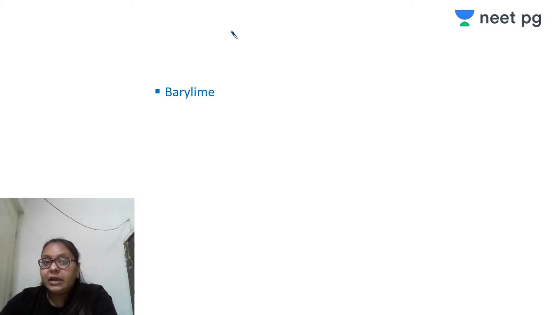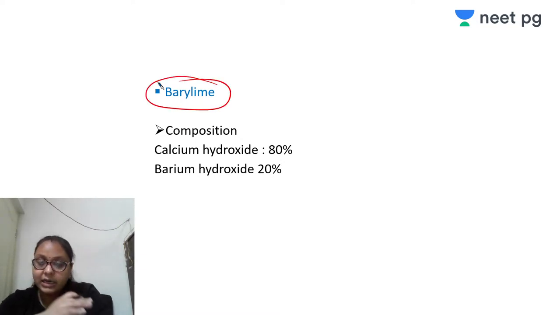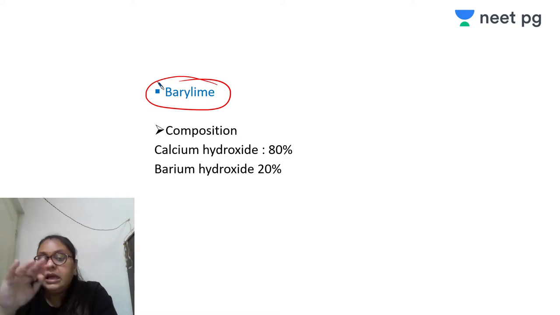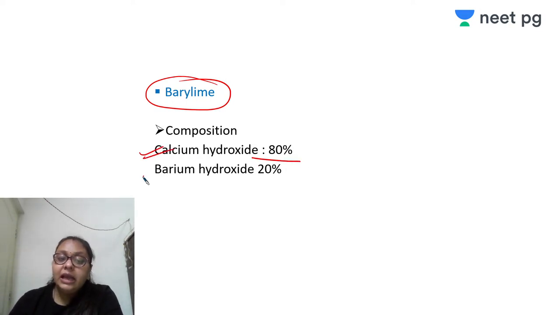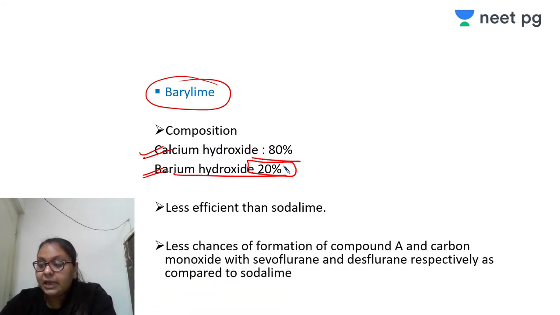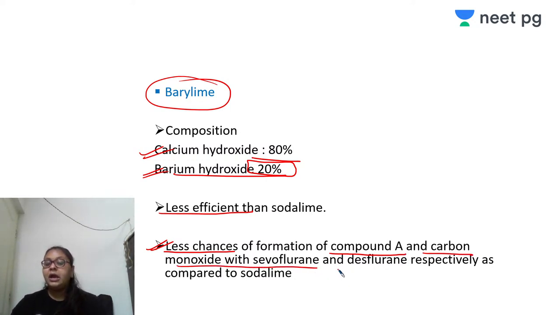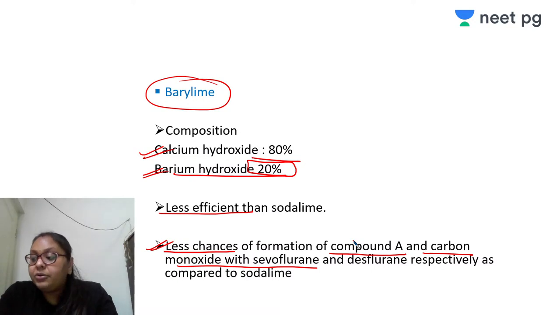Now, because soda lime reacts with these two agents, there is another carbon dioxide absorbent which is baralyme. It contains calcium hydroxide, sodium hydroxide and potassium hydroxide. Calcium hydroxide is the main component here also, but with it barium hydroxide is added, which is 20%. It is less efficient than soda lime, but there are less chances of formation of compound A and carbon monoxide with sevoflurane and desflurane respectively, as compared to soda lime. So this is the advantage of baralyme.